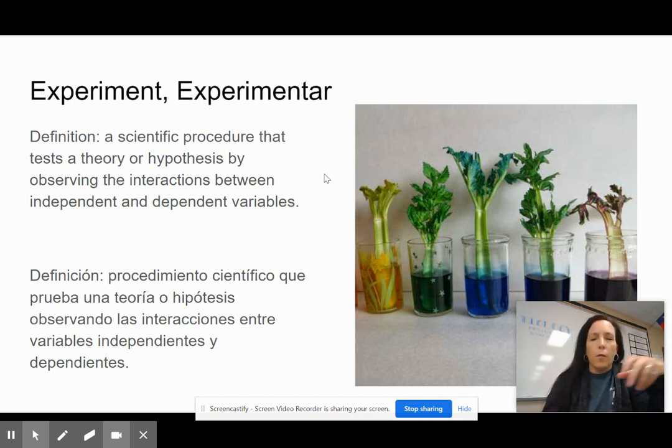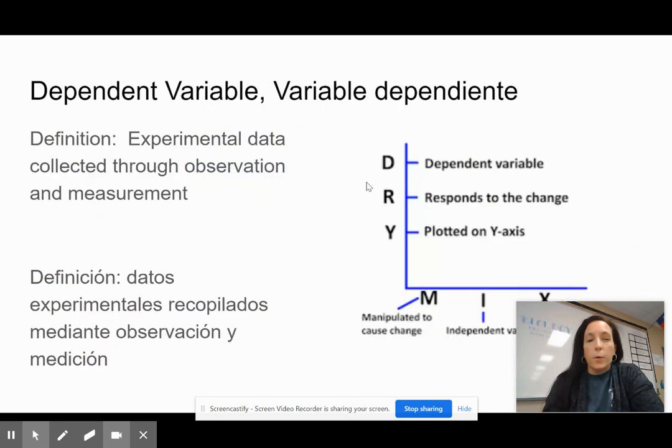Hopefully we'll talk about an independent and dependent variable in just a minute so that you have the definition of it. But I've also put it in some notes. The dependent variable is the experimental data. It's what you're collecting, through observation or measurement. So for a dependent variable, you have to have a tool, or maybe a meter stick, or maybe a survey. It can be something like that. But a dependent variable is the data at the end that you're trying to collect.